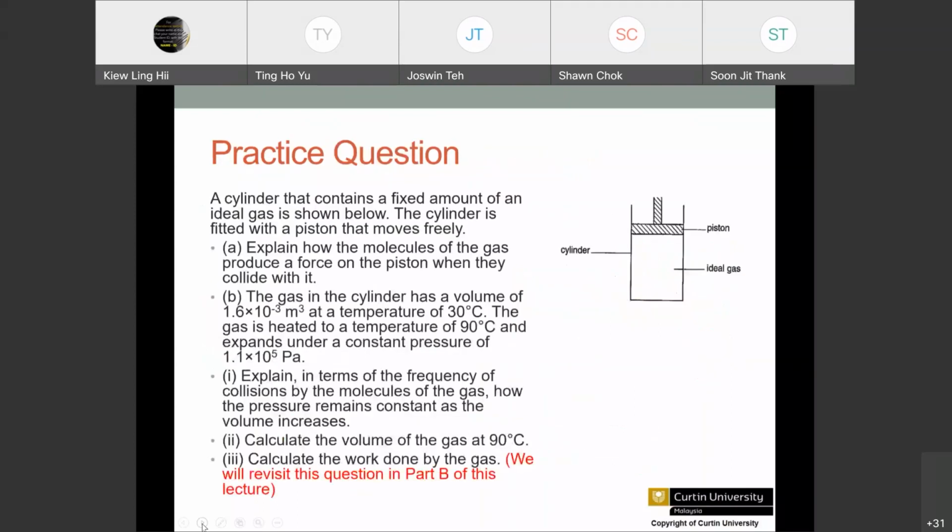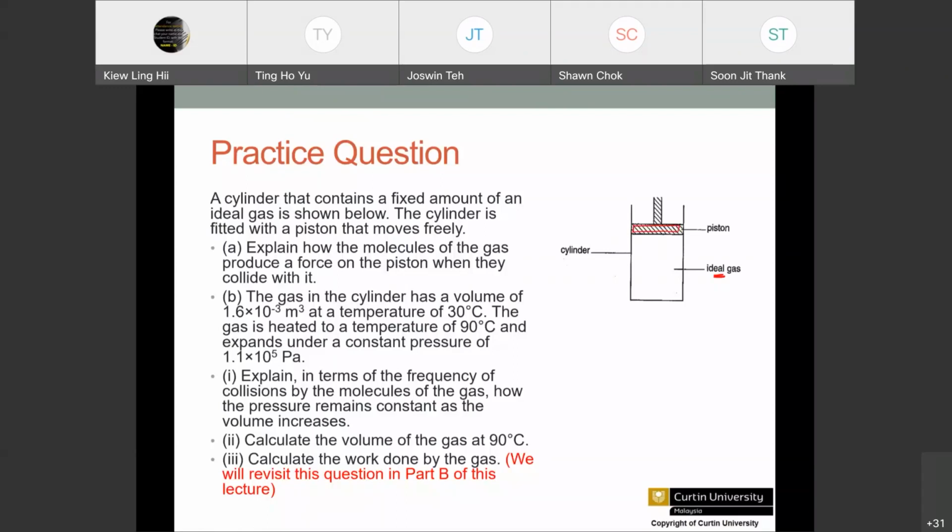So let's work on this practice question. The first 2 questions are more on explanation. So we have a piston or a cylinder, and the piston is there. The gas inside is an ideal gas. The volume is fixed. Oh no, the piston is here to fix the volume, and the gas inside is moving freely.